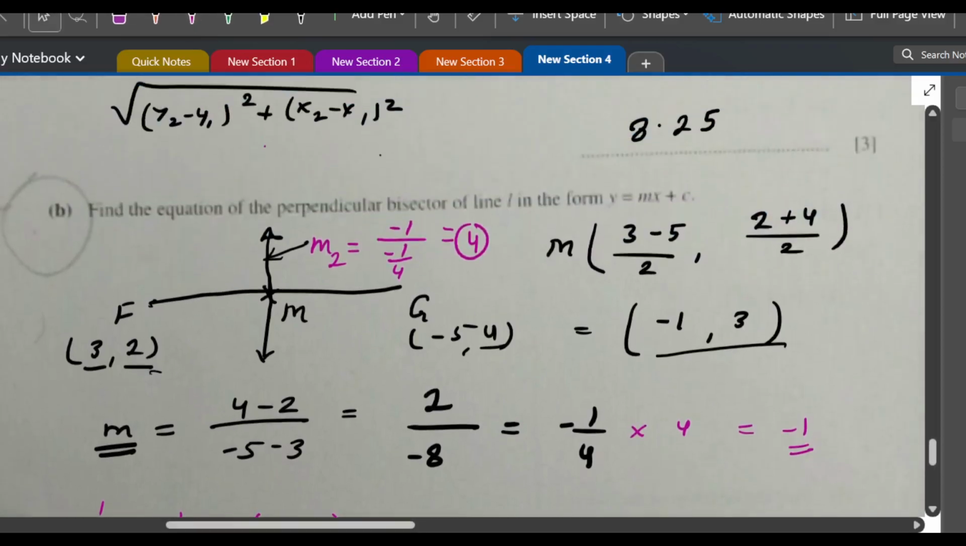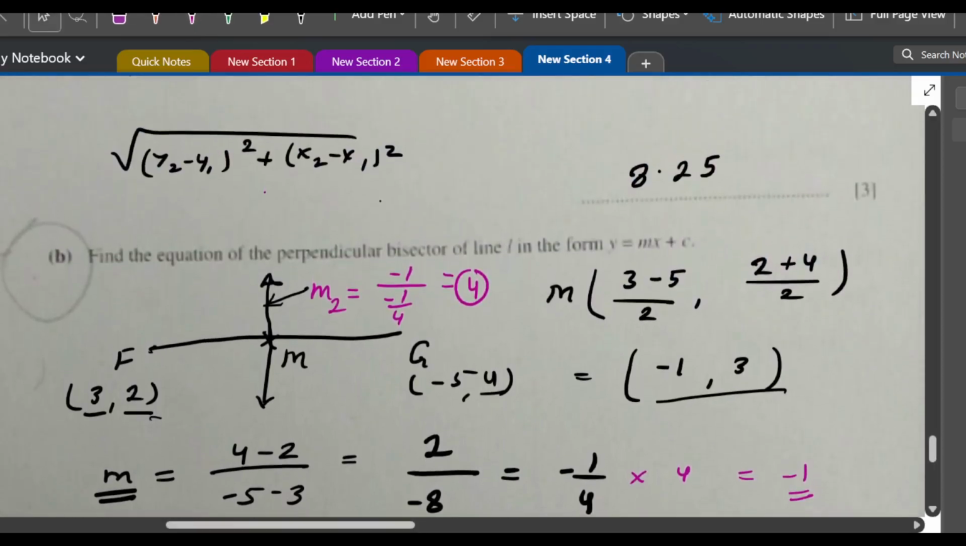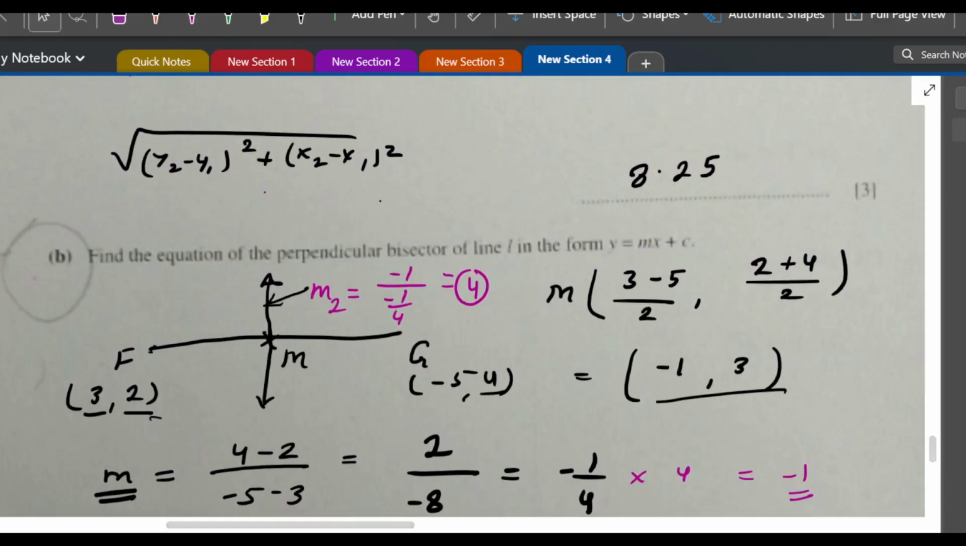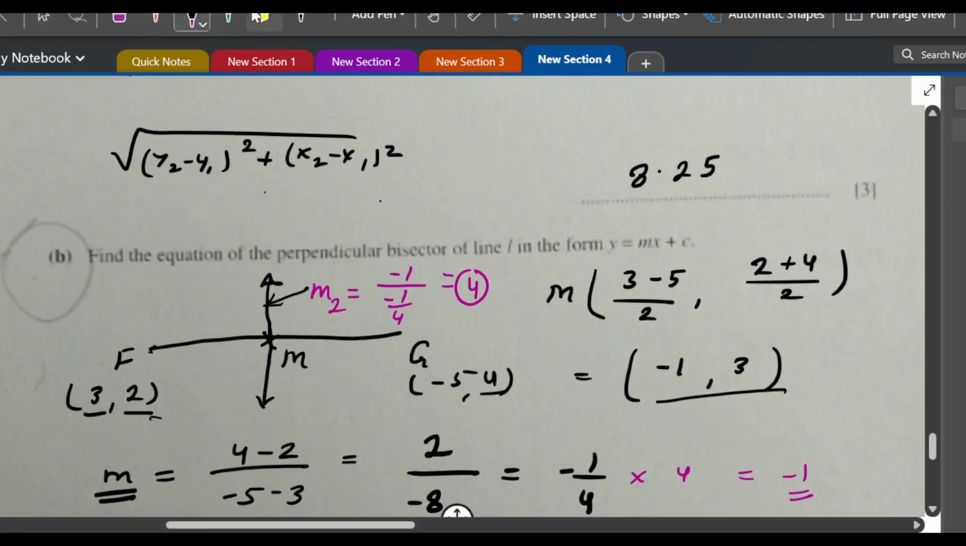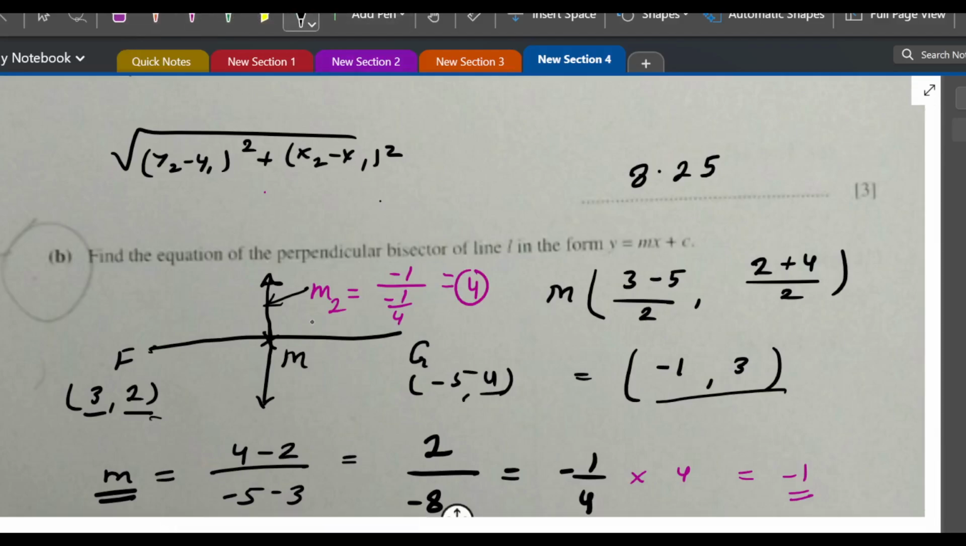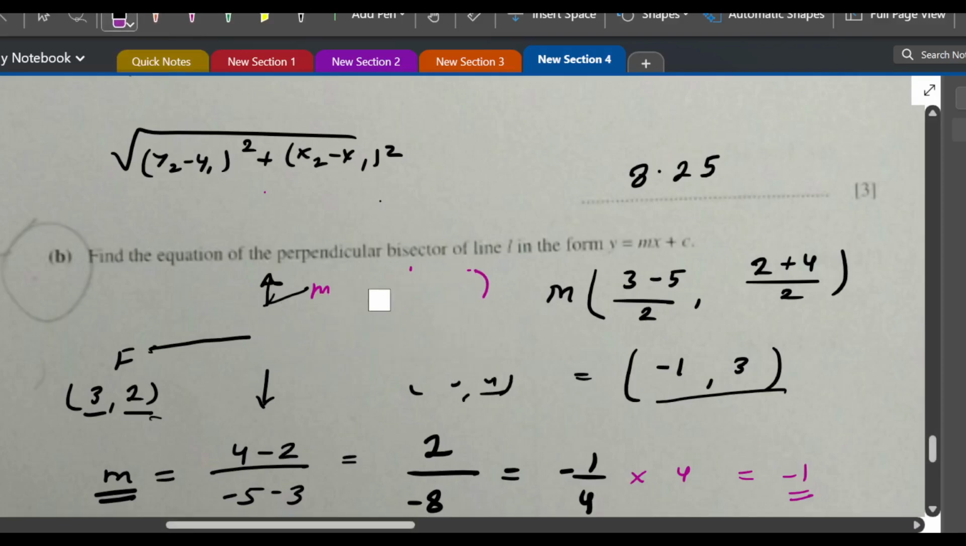The question is to find the equation of the perpendicular bisector of line L. So the perpendicular bisector of line L is this vertical line. Now for this line, FG is given to me. Shall I proceed once again? Let me do it again.